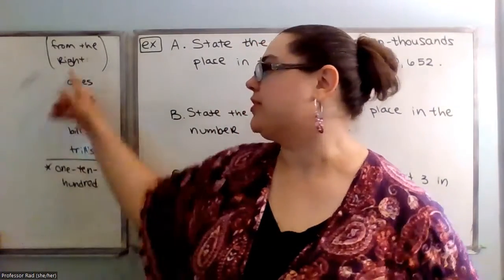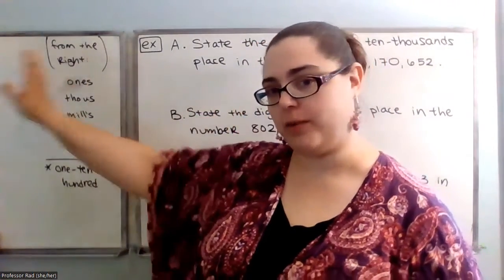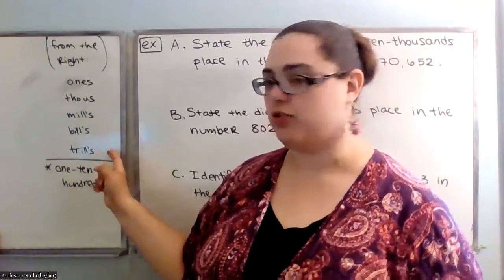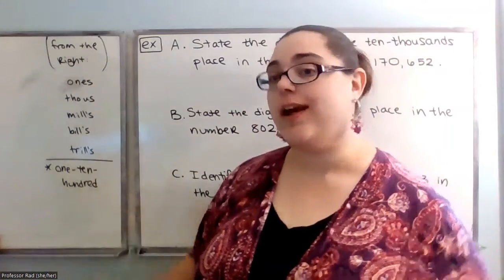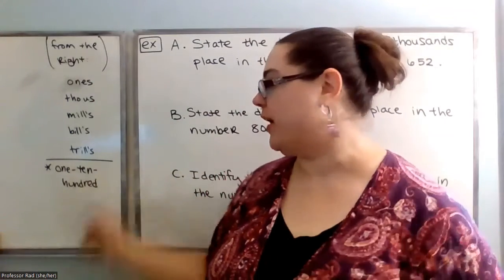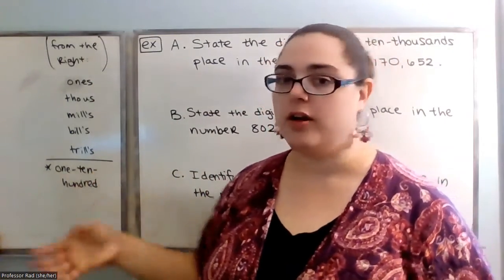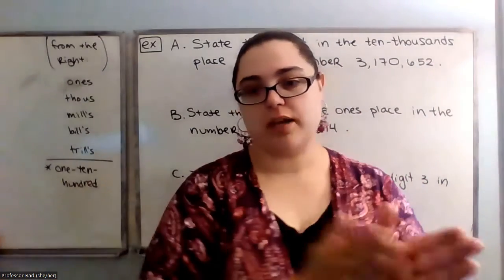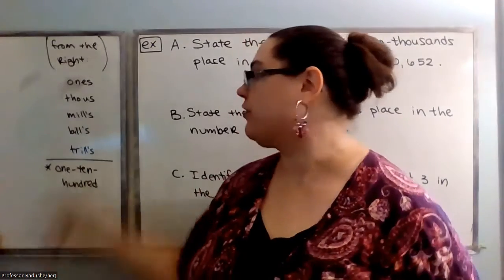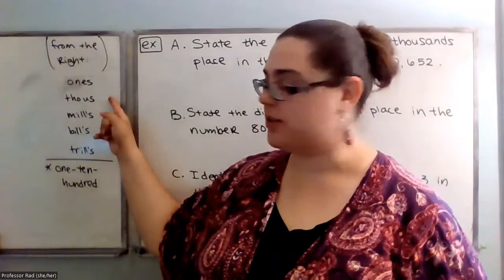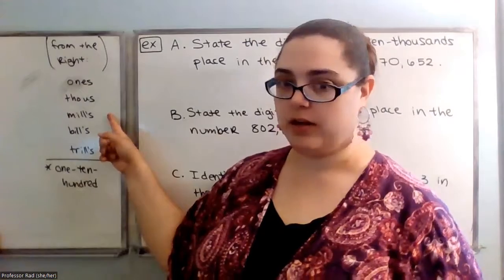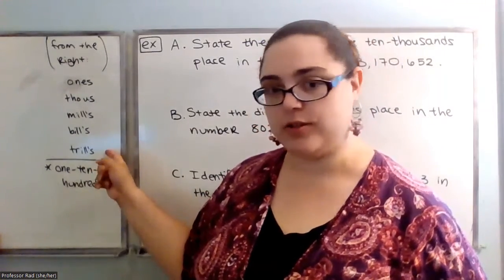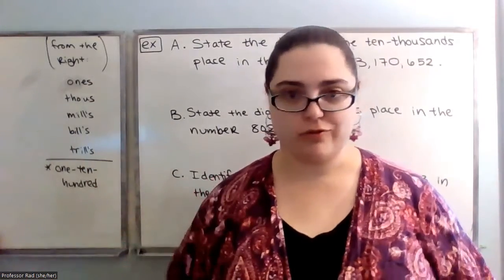So I've written the period names, and these are moving from the right-hand side of a number to the left. So we have ones, thousands, millions, billions, trillions. These are all the different periods. And within each period, remember that we count 1, 10, 100. So for our place values, we'll have the ones place, tens place, hundreds place. And then we'll have the 1,000, 10,000, 100,000, 1 million, 10 million, 100 million, 1 billion, 10 billion, 100 billion, and 1 trillion, 10 trillion, 100 trillion, and so on and so forth.